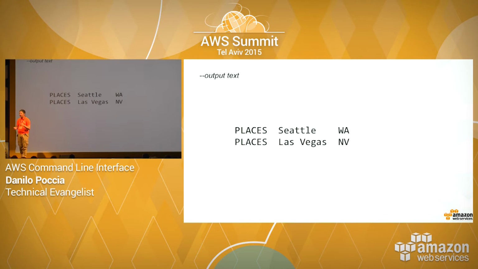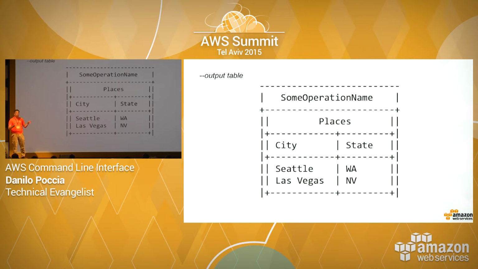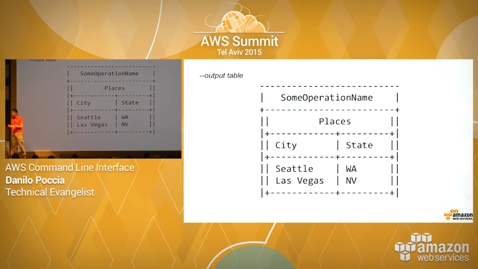And there is another format that you can use that is not for machines, it's for humans. It's the output table format. And as you can see, it's much, much more readable. So now you can easily see that we are looking at places, that these places have a city and a state, and there are two cities in two different states. So when you want to look visually at the output of the command line interface, you can use the output table. You can specify every time, or you can set it as your default.